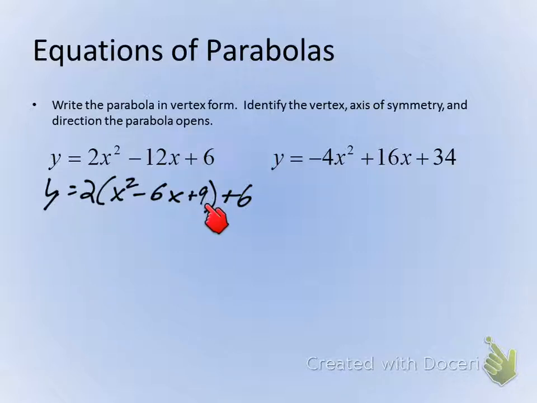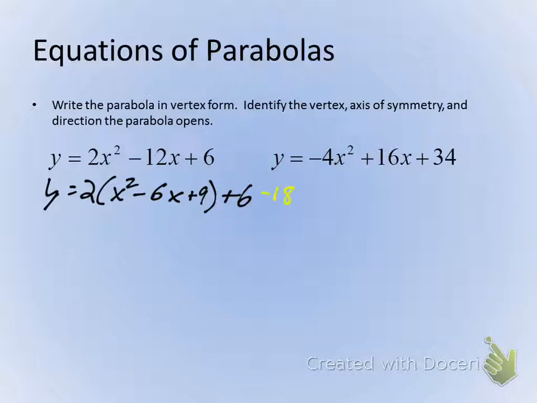How'd you get the plus 9 again? Divide by 2 and then square. Divide negative 6 by 2, and then square it. Remember, since there's an a in front, you have a 2, you multiply it into 9 to get 18. That's what you really added in. Balance it off with a minus 18 on the outside.